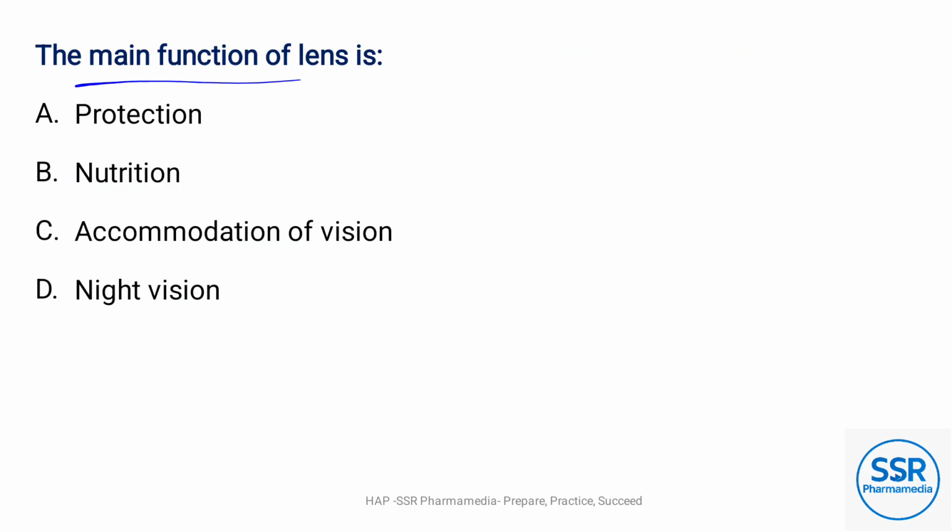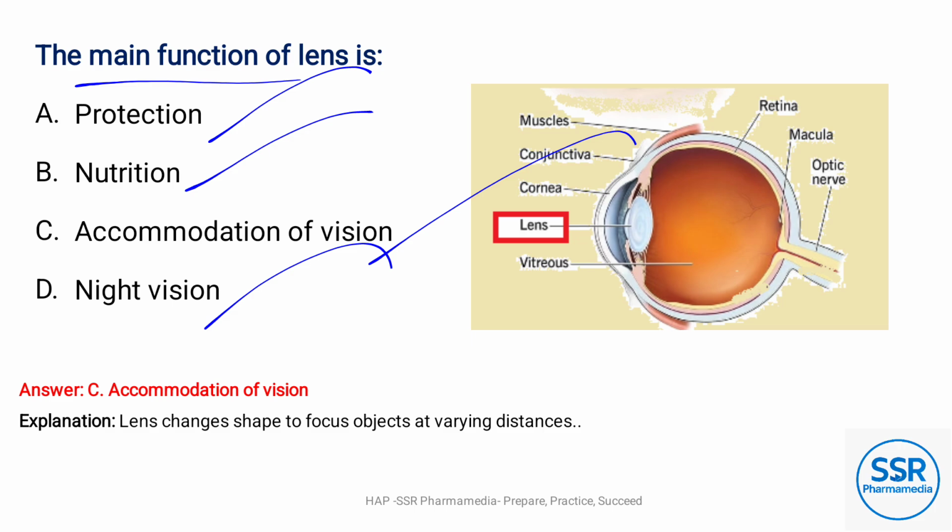The main function of the lens is option A protection, option B nutrition, option C accommodation of vision, option D night vision. So the answer is option C, accommodation of vision. The lens changes shape to focus objects at varying distances. So, the lens.